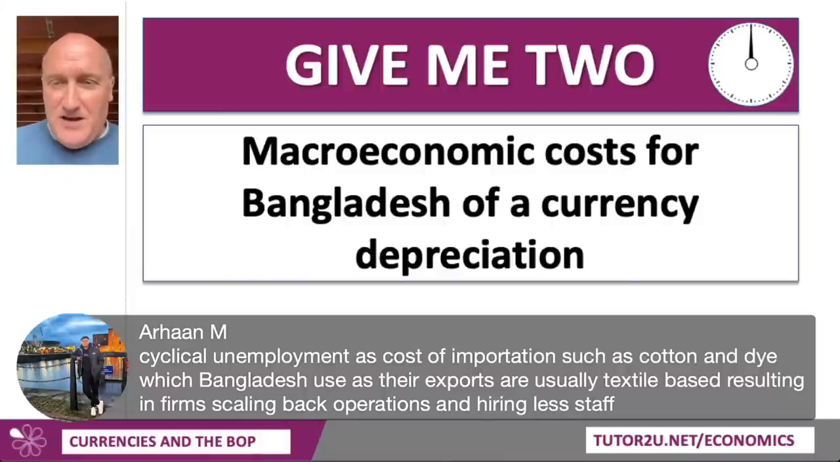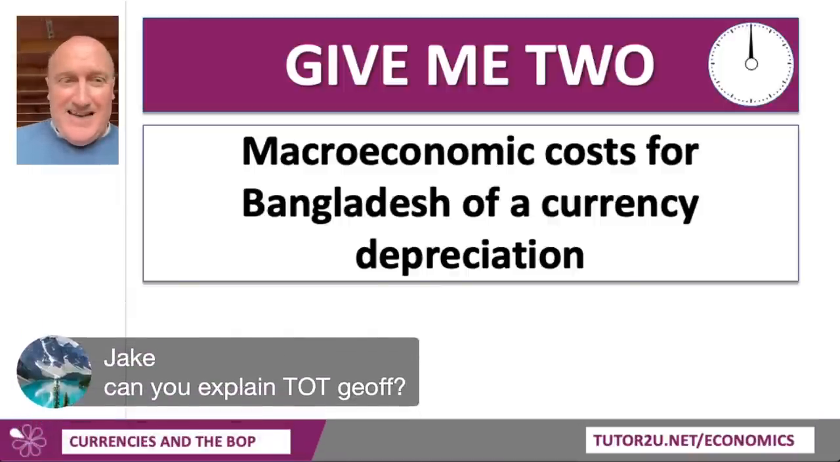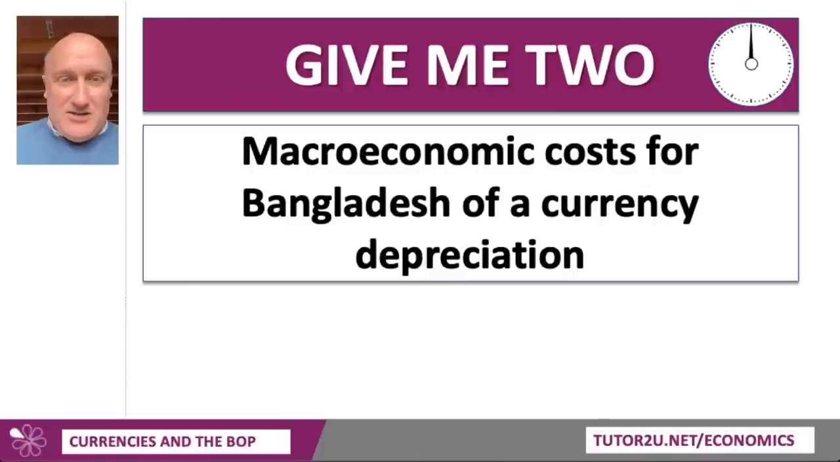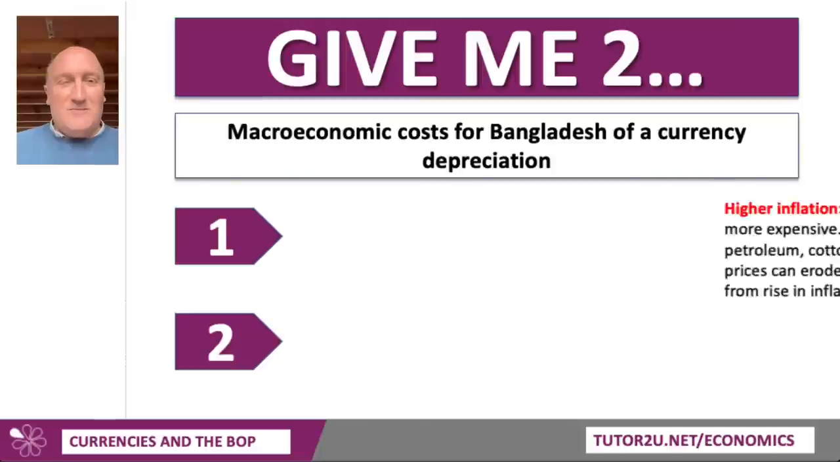Superb stuff. In terms of trade, Jake, is the price of exports divided by the price of imports. Basically, how many exports do you have to sell to buy a given quantity of imports? So, for example, if the Bangladesh exchange rate goes down, you'll have to export more textiles to buy the pharmaceuticals you need, which presumably become more expensive. Well, here are my 2 arguments, my 2 points.